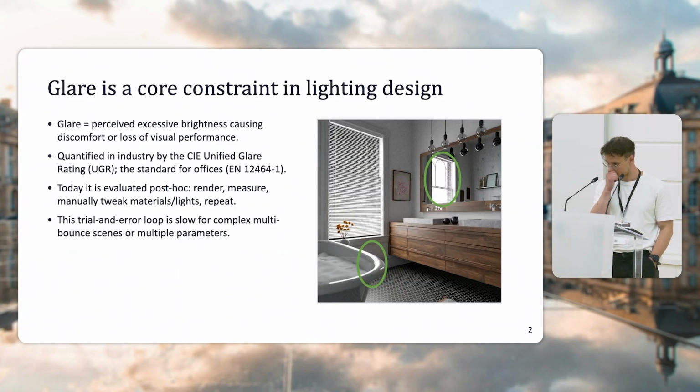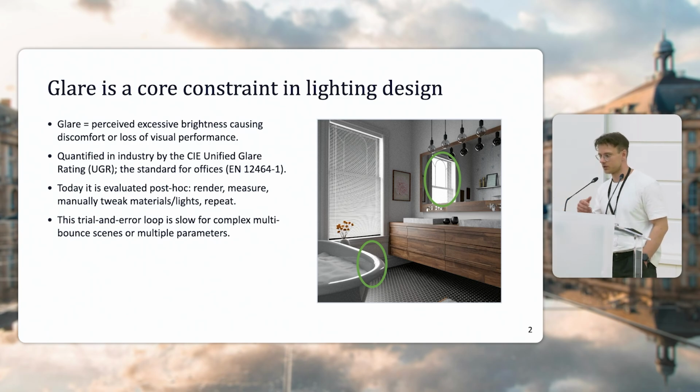Starting with the problem: glare is perceived as excessive brightness. It causes discomfort and degrades visual performance, and in architecture it is a real design constraint, not just an aesthetic nicety. Industry quantifies it with the CIE unified glare rating, which underpins standards like EN 12464, for offices and other indoor environments and workspaces that need to be built and designed to a specific code.